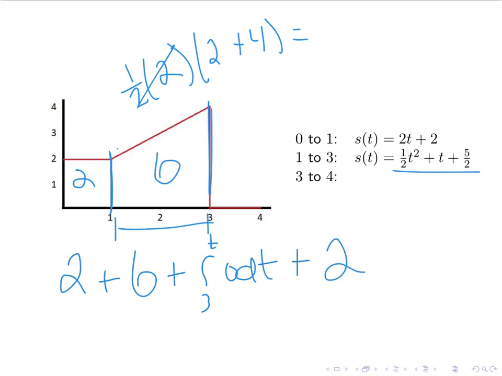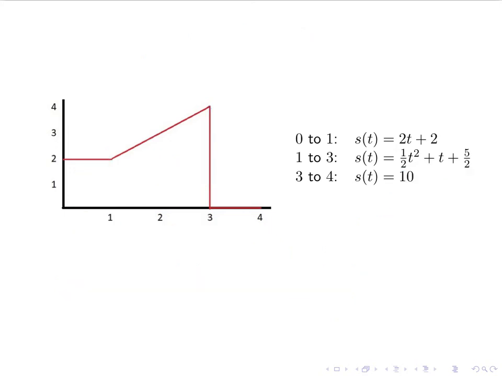And then again, I have my s of 0, 2 also. And these are where they're coming from. The integral of 0 is just 0, so that goes away. So I just have 2 plus 6 plus 2, which is 10. So s of t from 3 to 4 is 10.